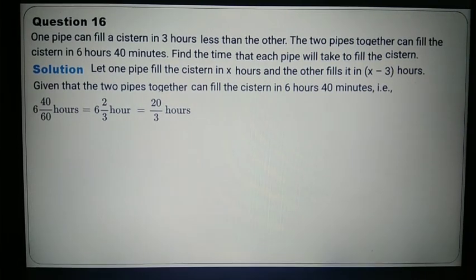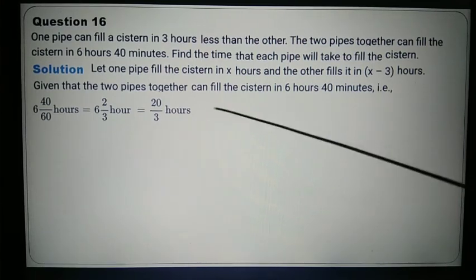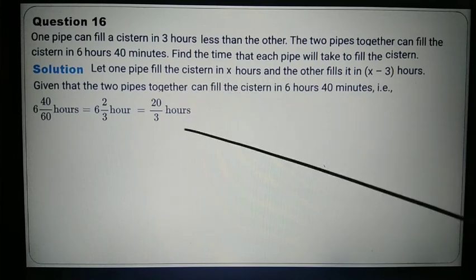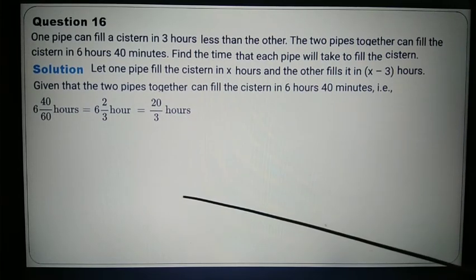Now if they are operated together, then in 1 hour the first one will fill this much and the other one will fill this much. So if they are operated together, in 1 hour it will be 1 by x plus 1 by x minus 3. But if they are operated together, they can fill in this many hours. That means in 1 hour how many parts will be filled? It will be 1 by 20 by 3, which is 3 by 20.